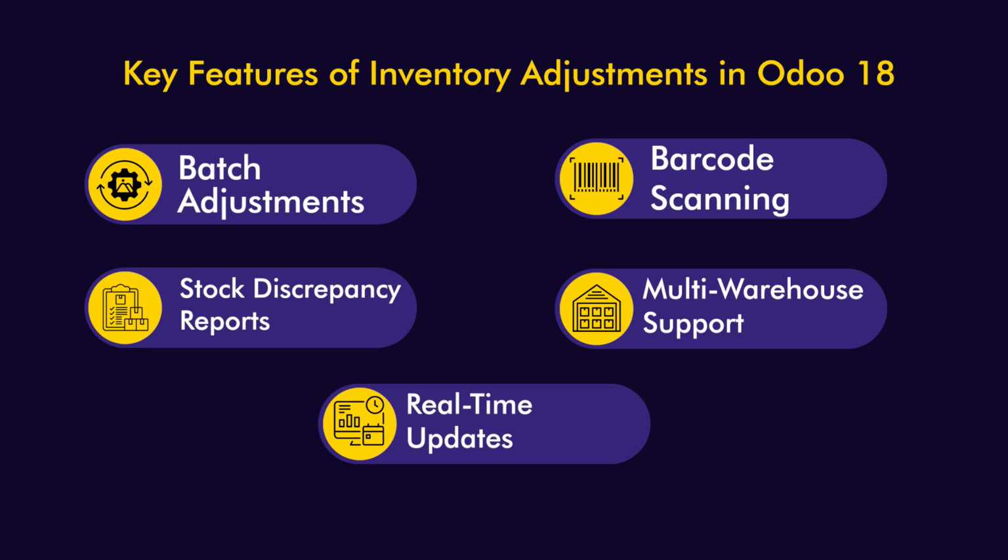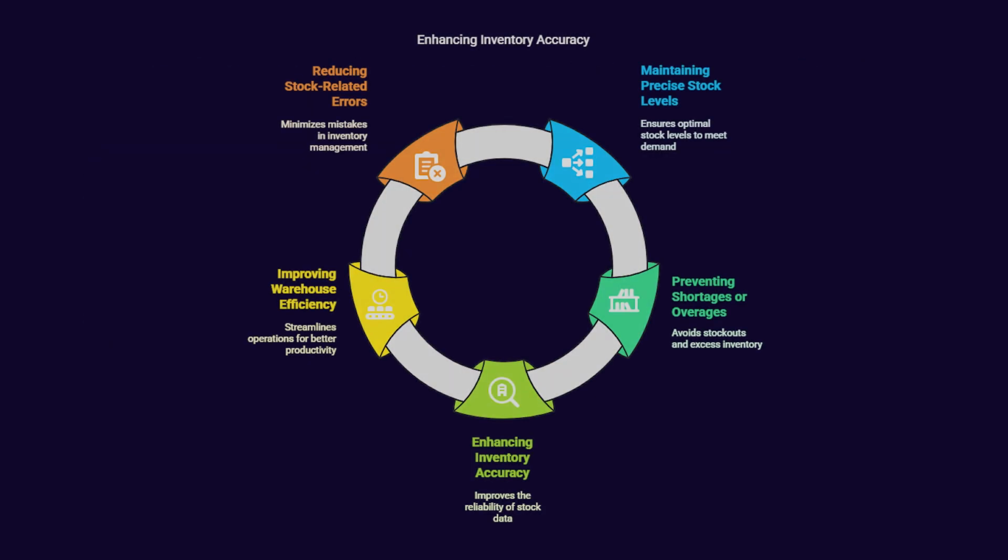By concluding this topic on inventory adjustments in Odoo 18, it helps businesses maintain accurate stock levels, avoid stock shortages or overages, and improve inventory accuracy. By regularly performing stock adjustments, businesses can enhance warehouse efficiency and prevent stock related errors. I hope these concepts have been insightful and will help you optimize your inventory management.